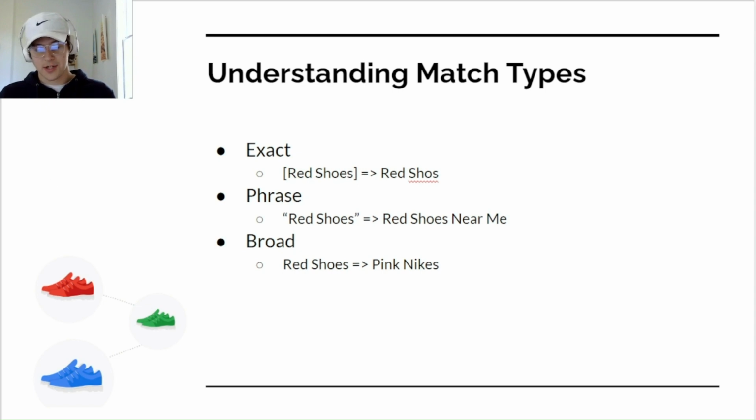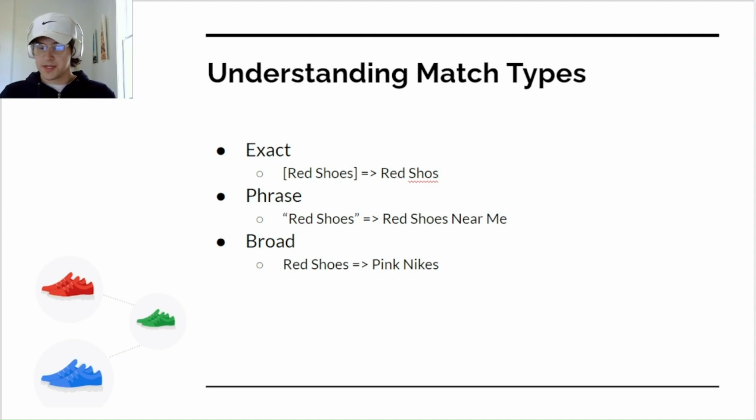So exact match, basically ads may show on searches that have the same meaning or same intent as the keyword. So of the three keyword matching options, exact match gives you the most control over who is seeing your ad, and also it reaches fewer searches, right? Because when you're targeting red shoes, you're really only going to be able to trigger red shoes misspelling, right? I have that up here as an example, or a few very minor variations of exact.